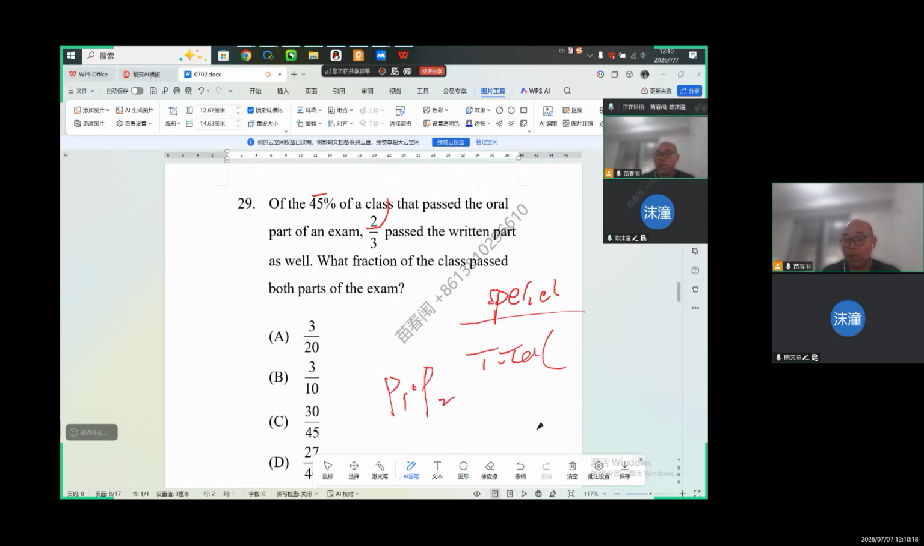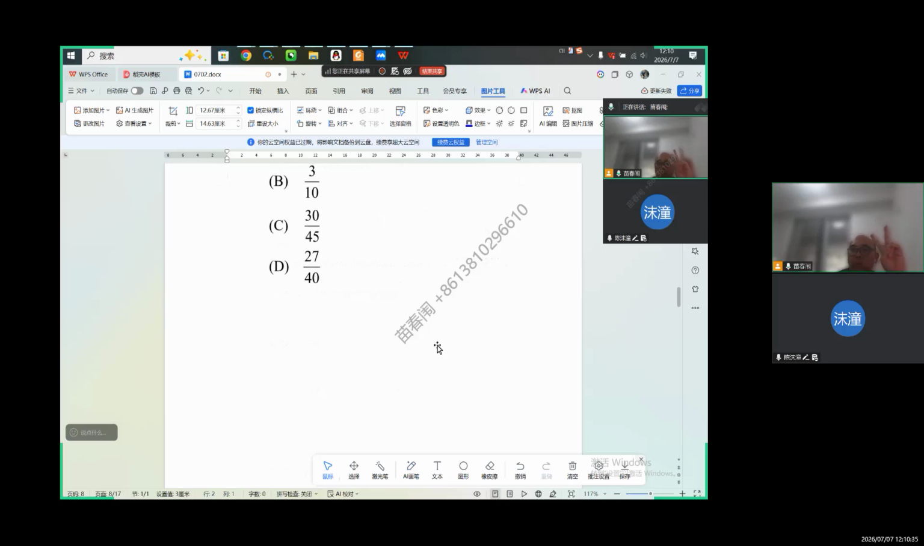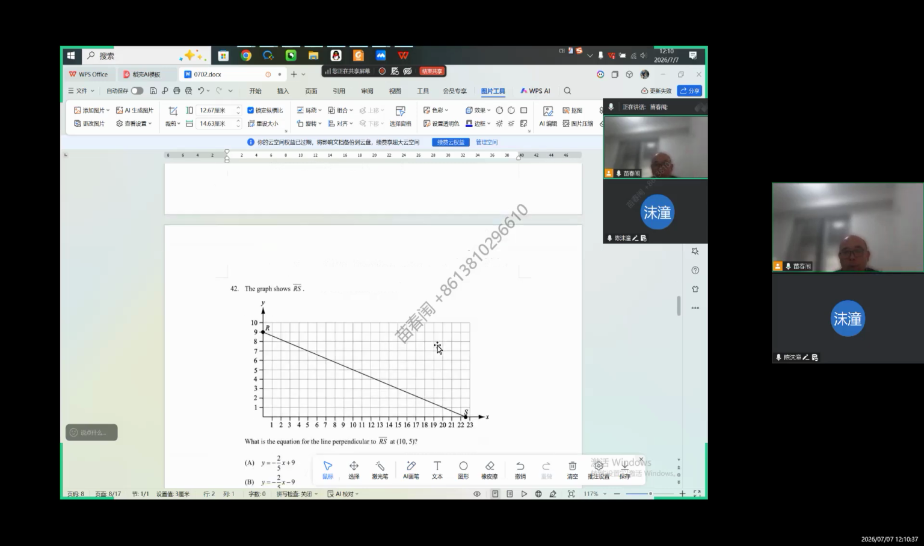We don't really have that formula. Even though we have one, P1 plus P2, I don't want to talk about it. Just say right now there are two kinds of ways. There's another way for something happening or the other one happening, but I don't want to talk about it now. Right now, just remember there are only two formulas for probability.